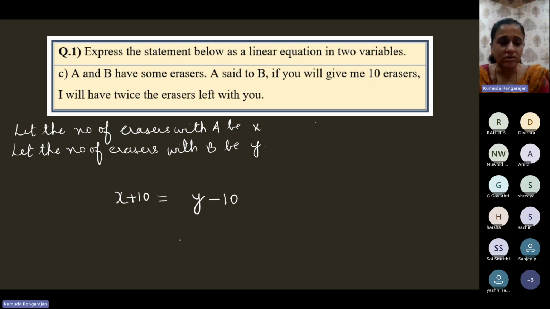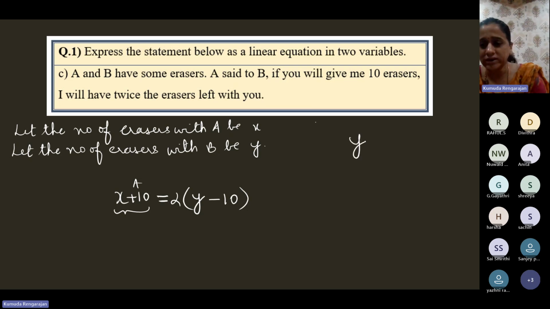Yeah, A will have twice the erasers left with you. This is A. A will have, meaning equal to, twice the erasers. This is what is left with B, right? B has Y. If he gives 10, minus 10. See, if you have 50, minus 10, 40 is left with you. So Y minus 10 is what will be left with B. He'll have twice the erasers left with B. So twice meaning 2 into.